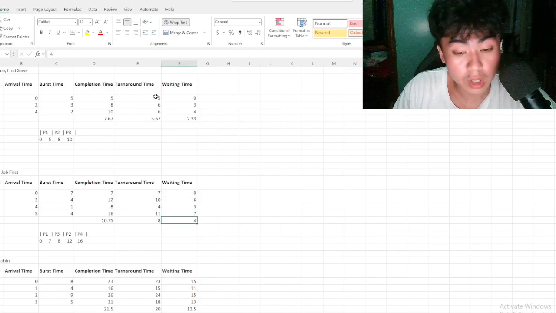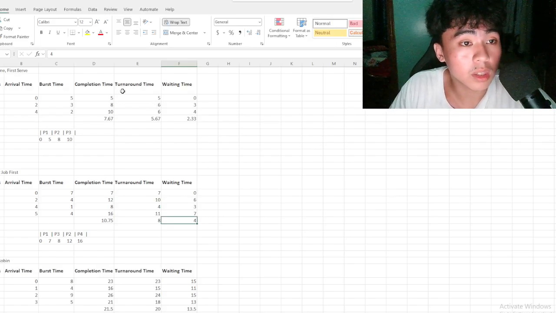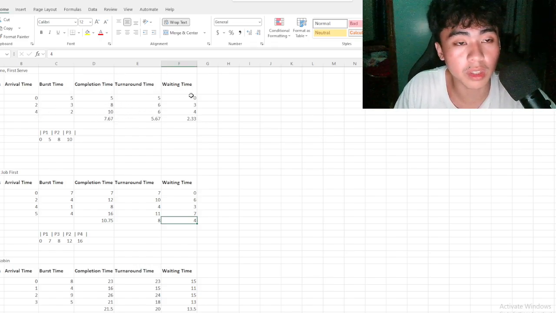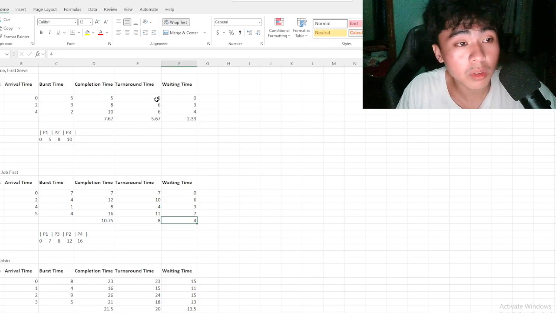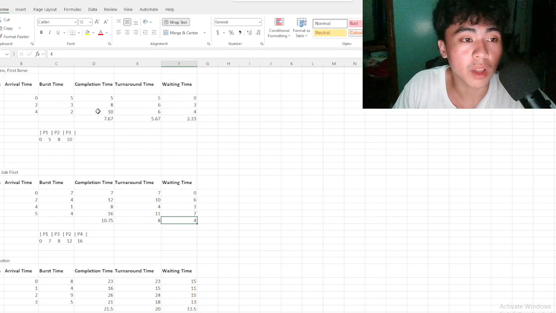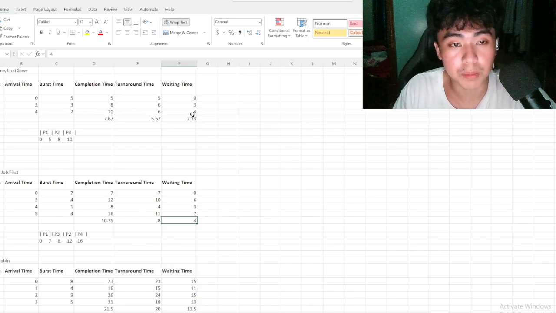To get the turnaround time, it is completion time minus arrival time. So 5 minus 0 is 5, 8 minus 2 is 6, and 10 minus 4 is 6. While to get the waiting time, we subtract the burst time from the turnaround time. So 5 minus 5 is 0, 6 minus 3 is 3, and 6 minus 2 is 4.